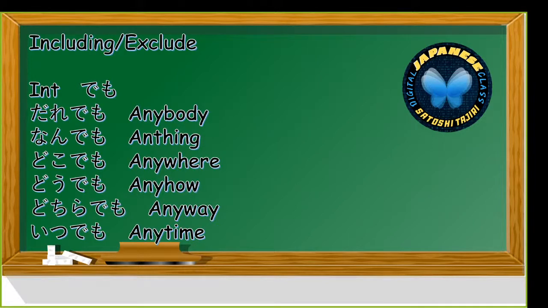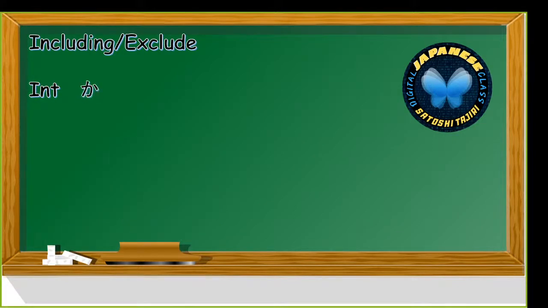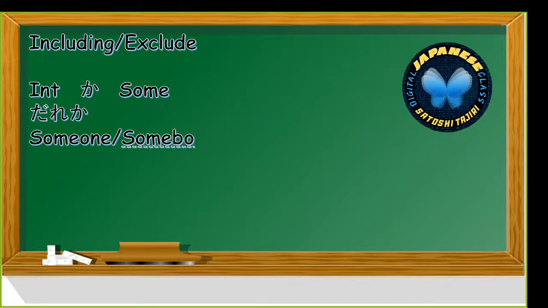Now for our interrogative, then adding ka. This one is not making a question, but instead it becomes an indefinite pronoun, so it becomes now "some." For example, dare, then we add ka, it becomes dare ka, someone or somebody.